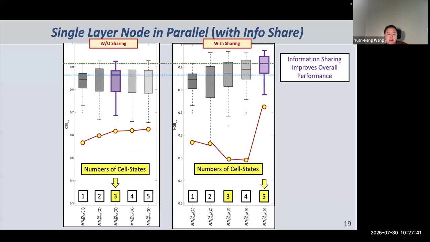So to emphasize how much performance is improving, I put the results of these two cases together, with sharing and without sharing. The purpose is to show that with cell state information sharing, the performance improvement is very obvious. And this information sharing feature is actually also embedded in the LSTM architecture.